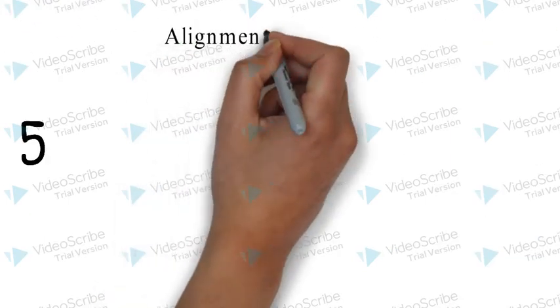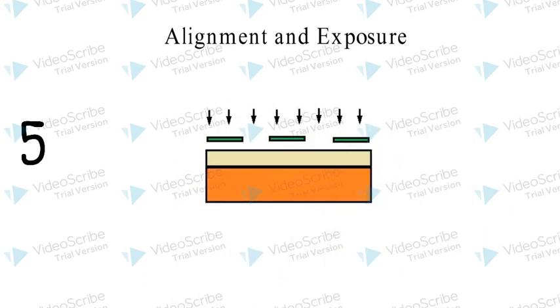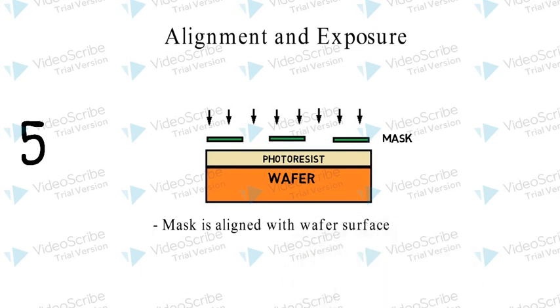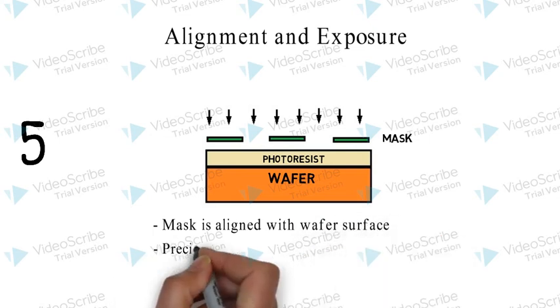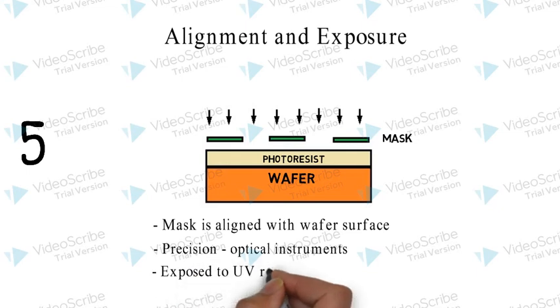The next step will be alignment and exposure. Alignment is for the mask. The mask is aligned with the wafer very precisely, and for this precision, we usually use an optical instrument for control of the alignment of the mask, photoresist and wafer. Then this whole arrangement is exposed to UV radiation under the exposure procedure.